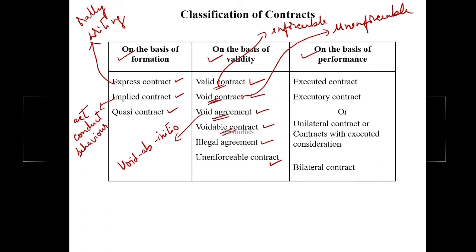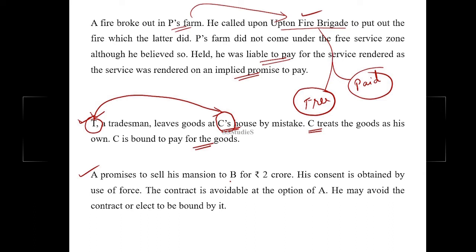Then comes voidable contract. Voidable contracts are those contracts where one of the parties has the option of treating the contract as either a valid contract or a void contract. Take for example, A promises to sell his mansion to B for rupees 2 crores. His consent is obtained by use of force. That is, A does not on his own wish to sell his mansion, but he is forced to sell his mansion to B. Now, in this case, the contract is voidable. So A has two options.